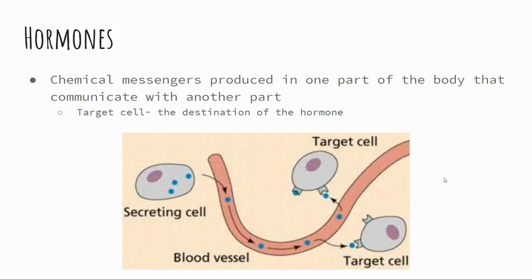Hormones are chemical messengers that are produced in one part of the body that communicate with another part. This brings about the term target cell. And so a target cell is the destination of a particular hormone.